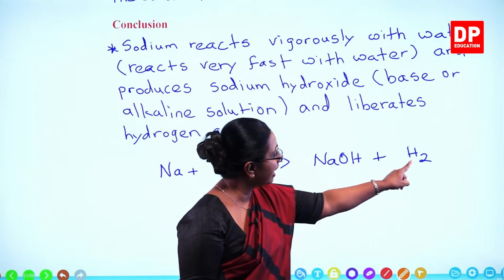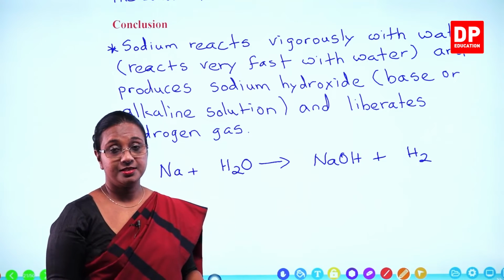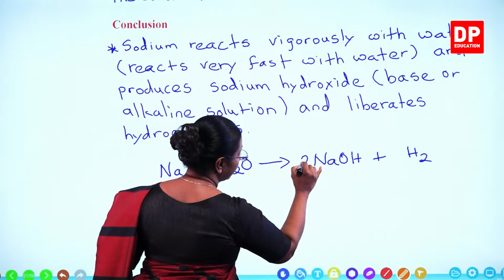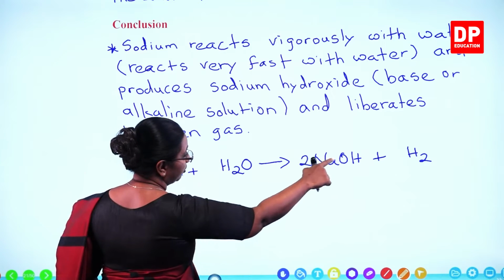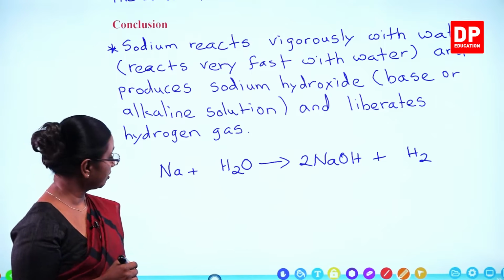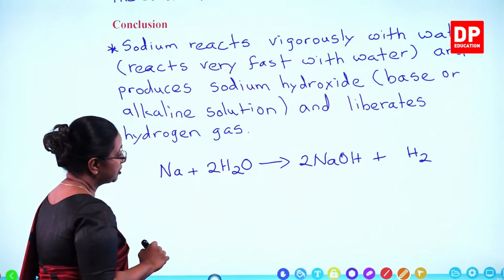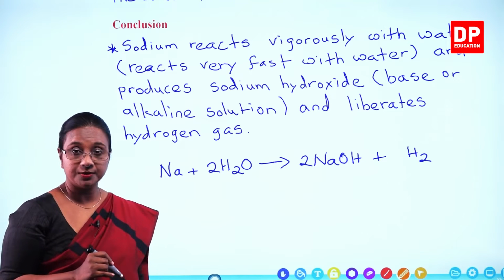We have 1 and 2. There are 3 hydrogens. So to balance that, what do we do? We put a 2 in front of sodium hydroxide. The coefficient 2 is written in front of sodium hydroxide and also a coefficient 2 in front of water.